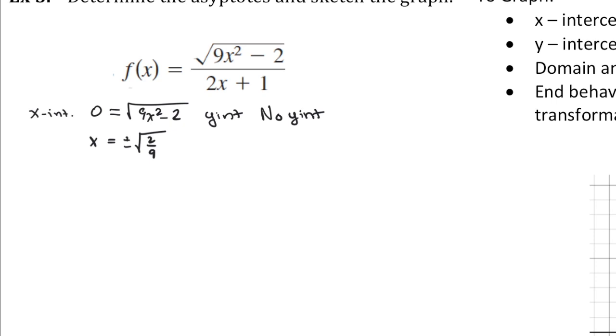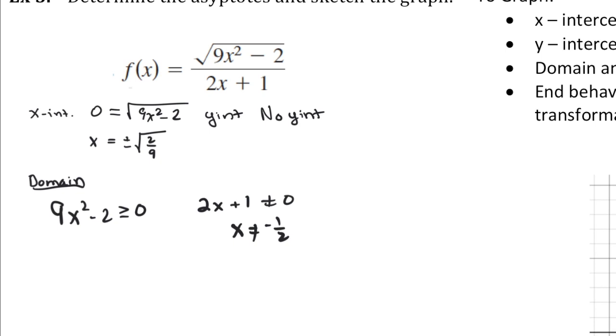Next, we'll discuss the domain. Your domain has two features to think about. You have to be positive under your square root, so 9x squared minus 2 is greater than or equal to 0, but you may also not have a 0 in your denominator, and we will have a 0 at x equals negative 1/2. Therefore, a vertical asymptote is going to occur at x equals negative 1/2. We'll do that analysis in a moment.